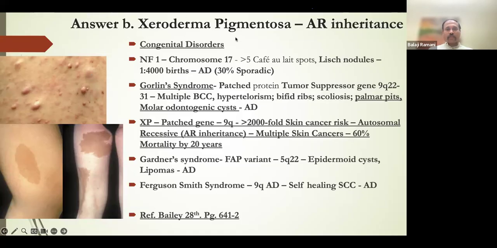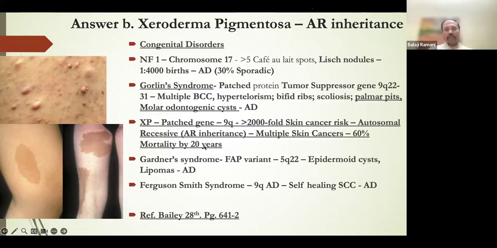So here the answer is, of course, xeroderma pigmentosa. It is one of the congenital disorders, which is related to the PTCH, or the patch gene. It is on 9q, the long arm of chromosome 9. That is the one which is going to be involved. So here you have a very high risk of all types of skin cancers. This one is an autosomal recessive inheritance, and you get multiple skin cancers, and there is a very high mortality even by 20 years. So there is quite a high degree of this one. So this one involves the 9q gene.